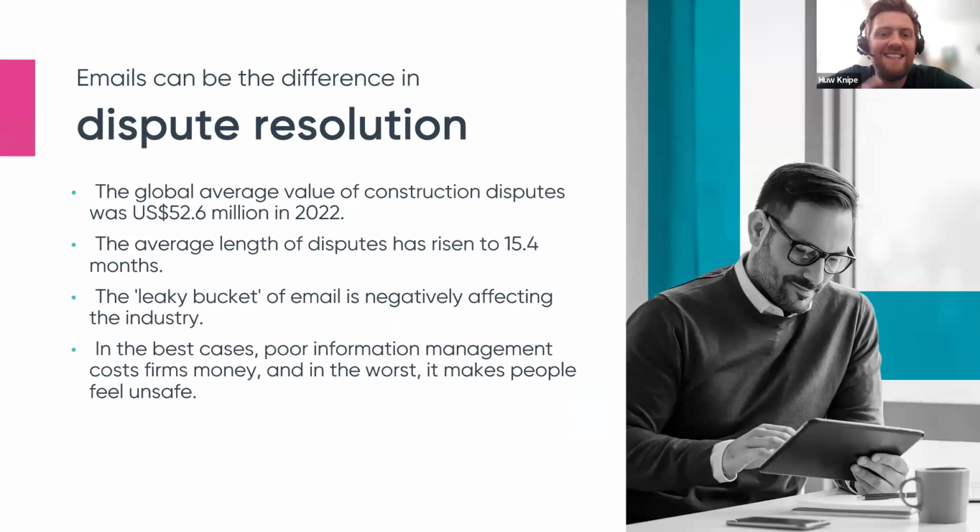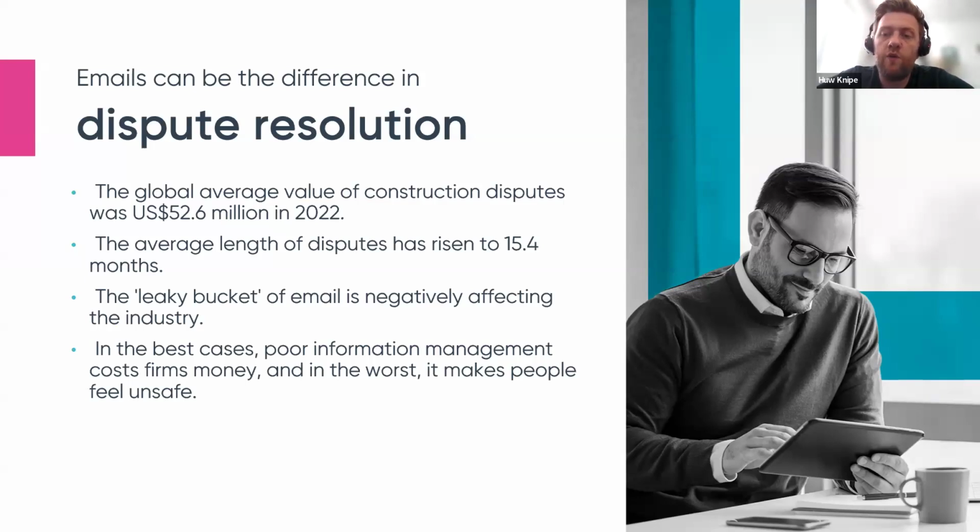So we are consistently seeing that failing to make emails visible and accessible to project teams can cause issues that result in a legal dispute. According to Arcadis's 2022 Global Construction Disputes Report, the global average value of disputes was $52.6 million, with an average length of 15 months. Firms cannot afford to let information like email correspondence slip through the cracks. We've seen a leaky bucket of emails negatively affecting AEC firms globally recently.